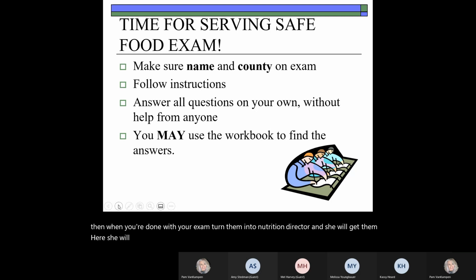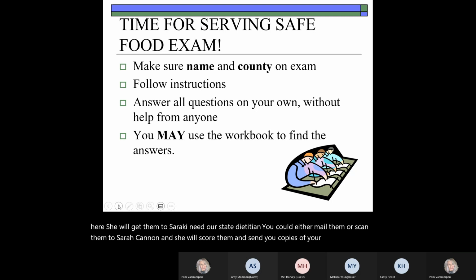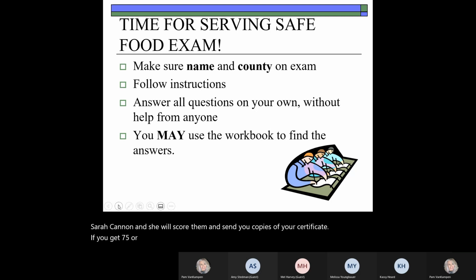You can either mail them or scan them to Sarah Koenig, and she will score them and send you copies of your certificate if you get a 75% or higher, and I know you will. Just make sure you take your time when you read the questions. Some are worded a little tricky, so just a heads up on that.